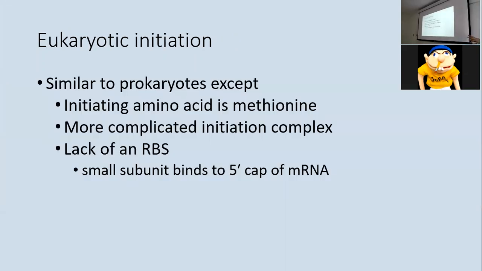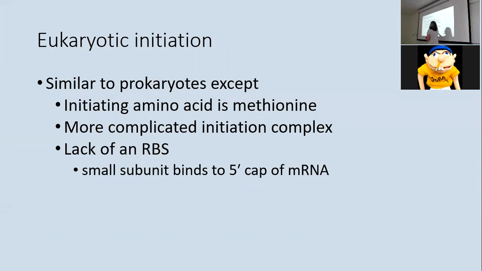Eukaryotic initiation, similar, but different as always. So instead of having some weird N-formylmethionine, we just have a regular old methionine. So a regular tRNA for the start codon, AUG, with a methionine amino acid attached, is going to land in that P site. We're going to have a more complicated initiation complex. There's always just kind of more moving parts in a eukaryote.